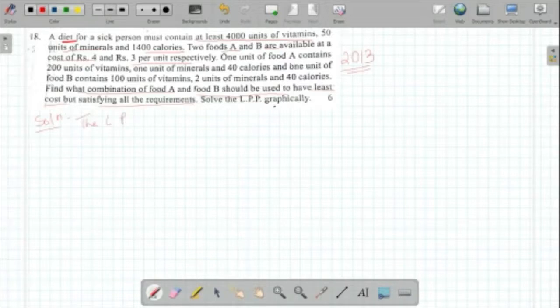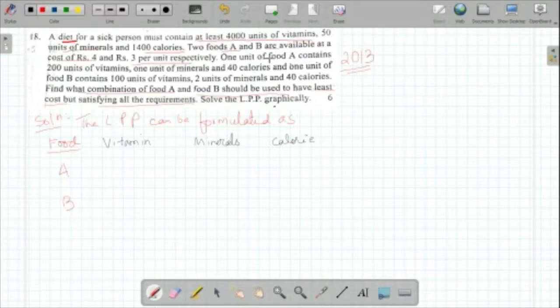The LPP can be formulated as a table. So we have two foods, A and B. However, we have vitamin, minerals, and calories, along with the cost of food A.